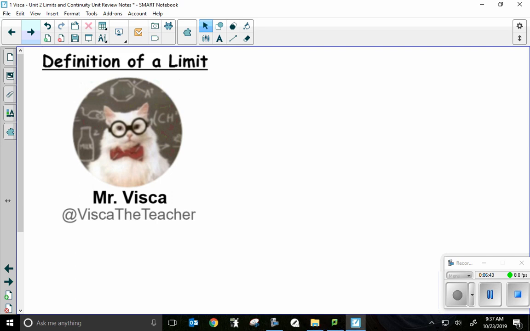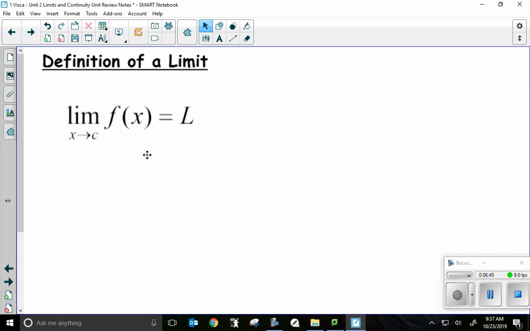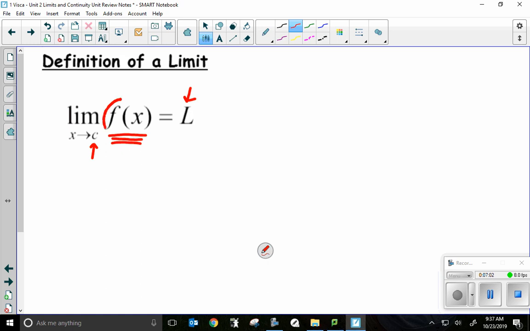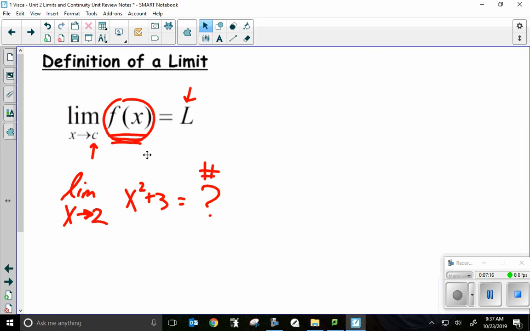So the definition of a limit is as follows. The limit of my function f of x, as x approaches some value c, will equal L. This can be any expression. Let's say it's x squared plus 3. The limit as x approaches 2 would equal some number. This would always be a number. So if we did that right, we should end up with 7.